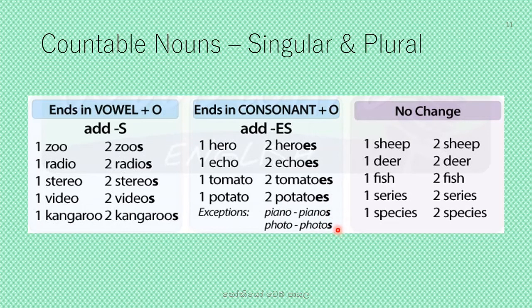And the last type which we will be discussing is where we do not have any change. Whether it is singular form or plural, it is going to be the same word. Sheep, sheep. Deer, deer. Fish, fish. Series, series. Species, species.